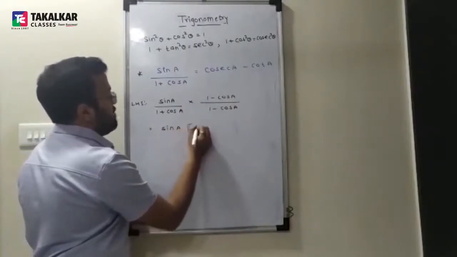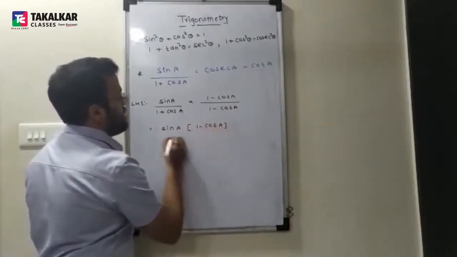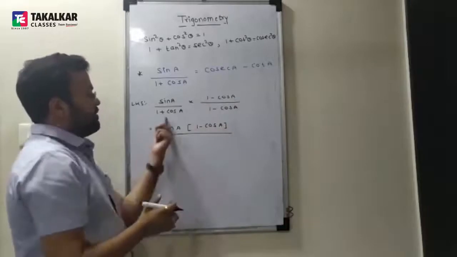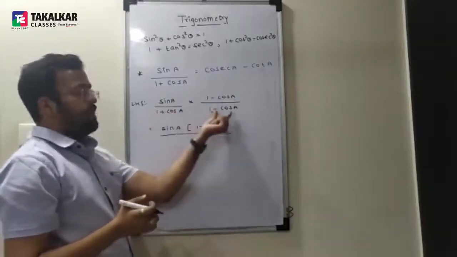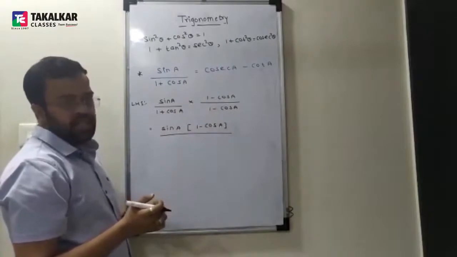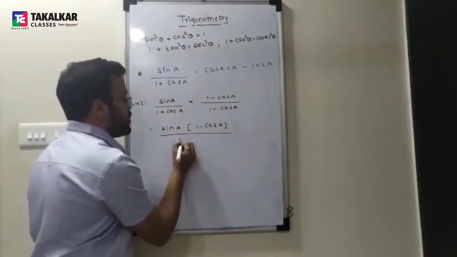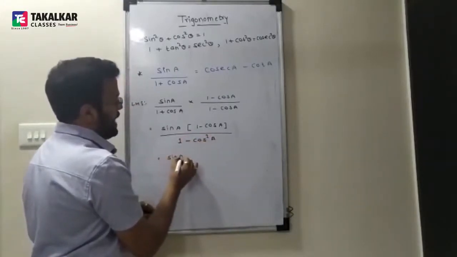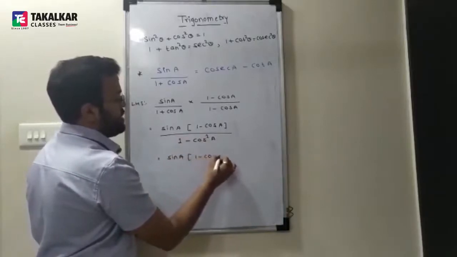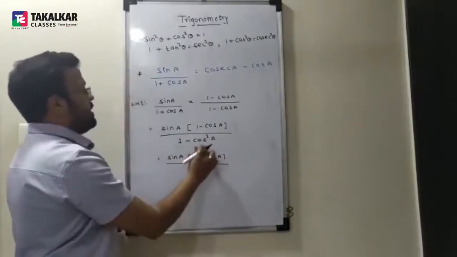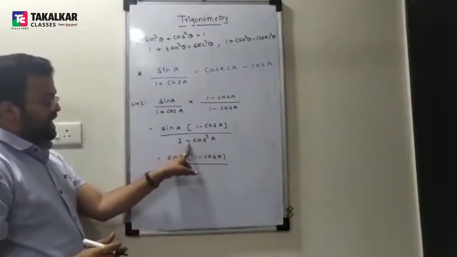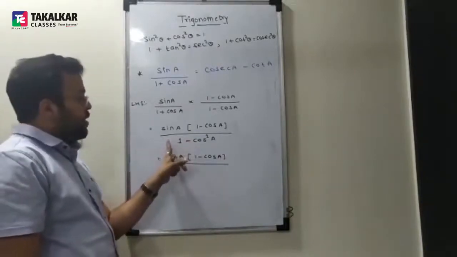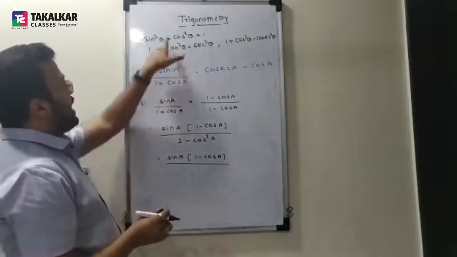Sin A in bracket 1 minus cos A. Sin A as it is, and in the second bracket 1 minus cos A. Now this into this is in the form of A plus B, A minus B, the expansion of A square minus B square. Here A is 1, square is 1, minus this is cos square A. Now this is sin A as it is, 1 minus cos A. Now you have a square as well as a minus sign, so you have to take help of an identity. 1 minus cos square.